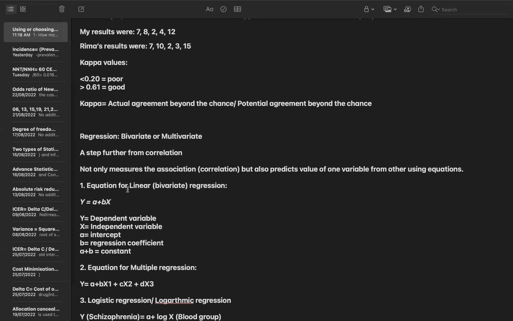Correlation and regression, we have a huge difference. Not actually a difference, but regression is basically a step further from correlation. We should have correlation before doing regression. It does not only measure the association, but it also predicts the value of one variable from the other using an equation. Let me remind you that we have two different types of variables: one is dependent variable and one is independent variable. Dependent variable is something which is dependent on independent variable.